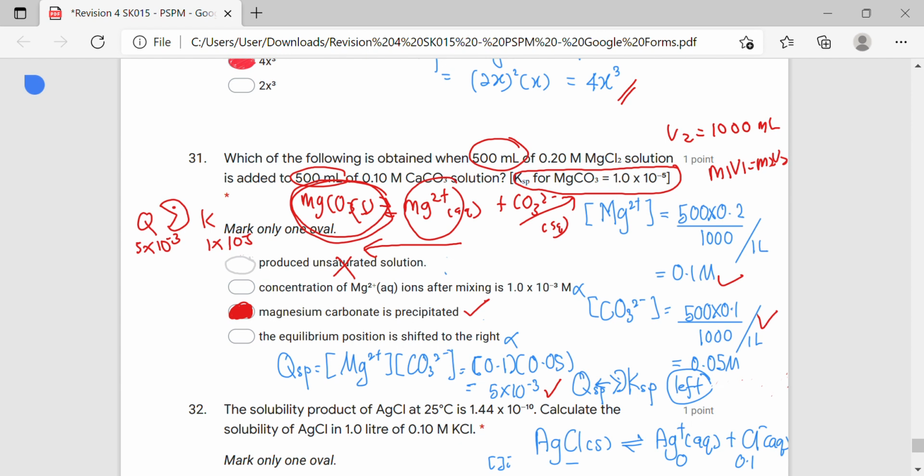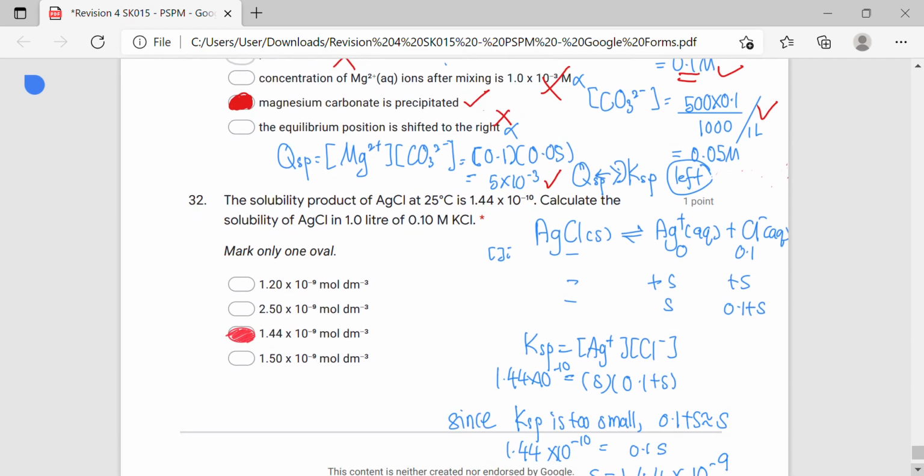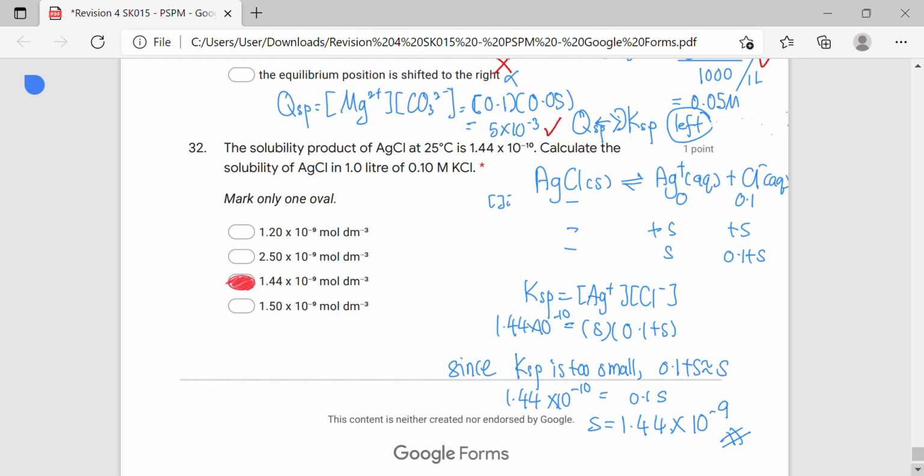So, concentration after mixing is 1 exponent negative 3. Bukan 1 exponent negative 3. Ni, 0.1 je. So, equilibrium position shift to the right. Tak, dia akan shift to the left. Okay, so last one, calculate solubility in KCl.